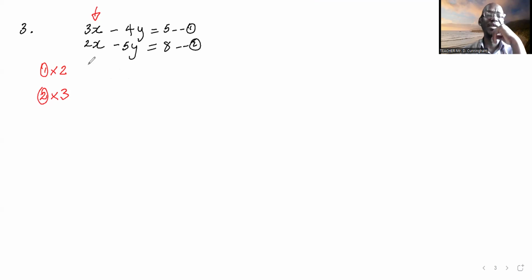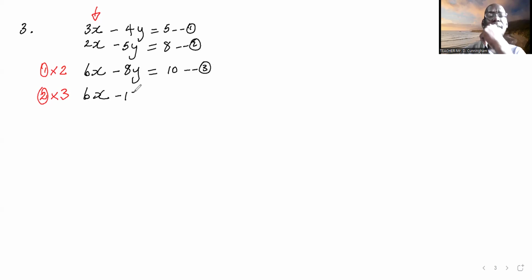Equation 1, multiply it by 2 for me. 3x by 2, that'll be 6x, sir. 6x, continue. Minus 8y... equals 10. Thank you. Equation 3, next. 6x minus 15y equals 24.